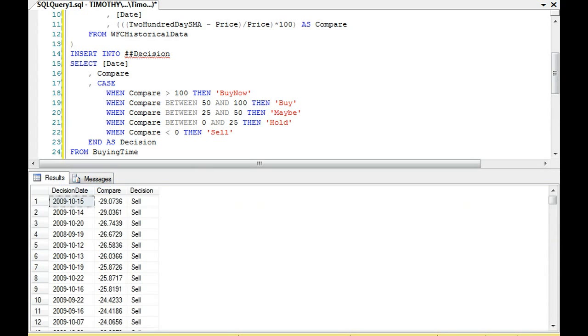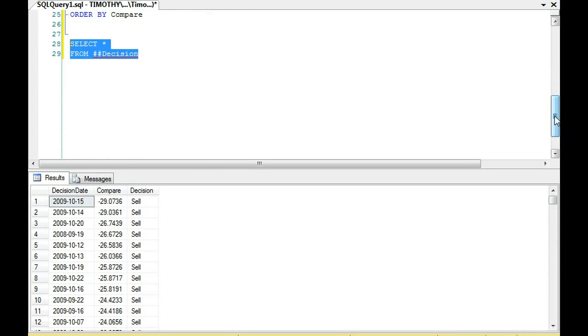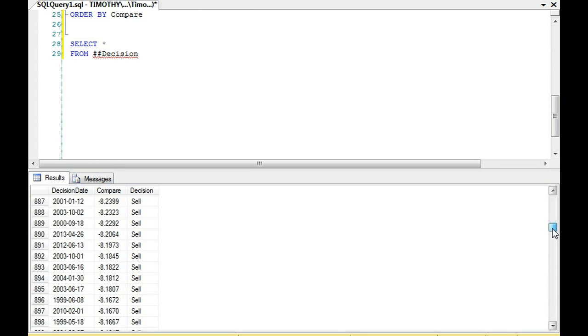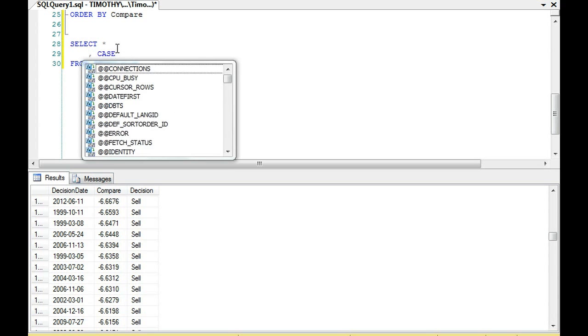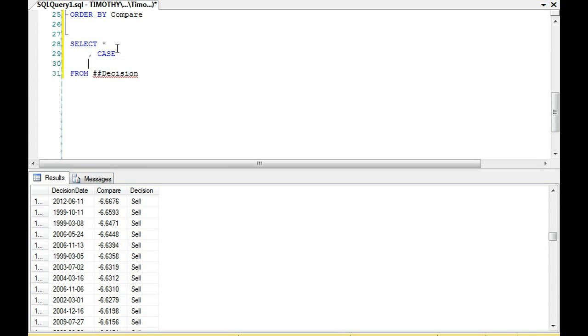And you will see that's pretty much what we had yesterday. So we now have it in a table. What we're going to do now is actually do a case when on the decision. So we're basically going to do our case when on a string. And like yesterday, I'm going to end it as investor sentiment.